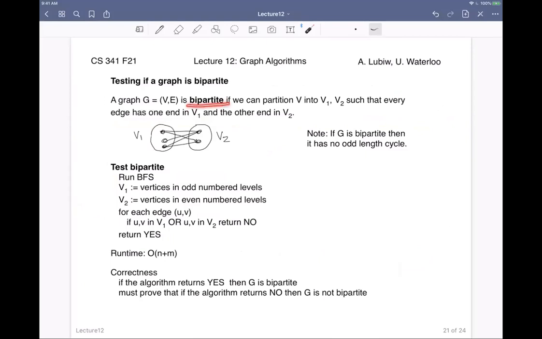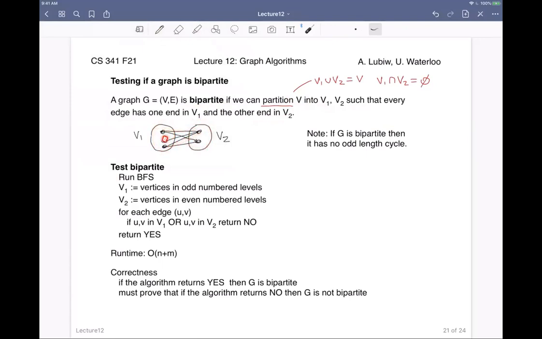A graph is bipartite if I can partition the vertex set V into 2 sets. And if you remember what partitioning means, it means that V1 union V2 would be the whole set, and V1 intersect V2 is the empty set. That's what a partition is, yeah? So a graph is bipartite if we can partition the vertices into the 2 sets such that every edge goes in between the 2 sets. So I have my V1, I have V2, all the edges go in between here.